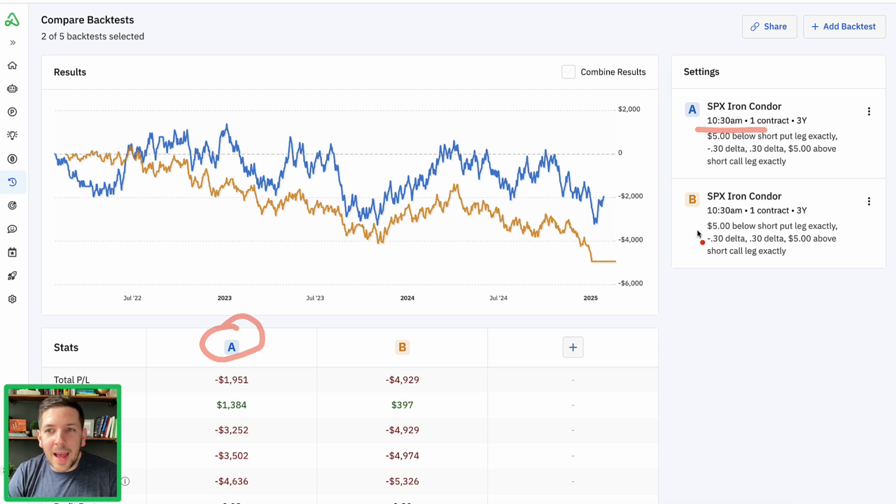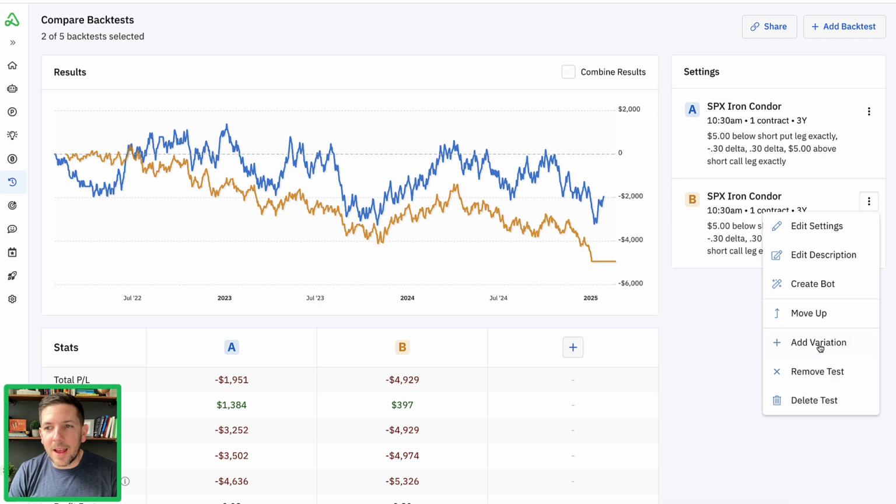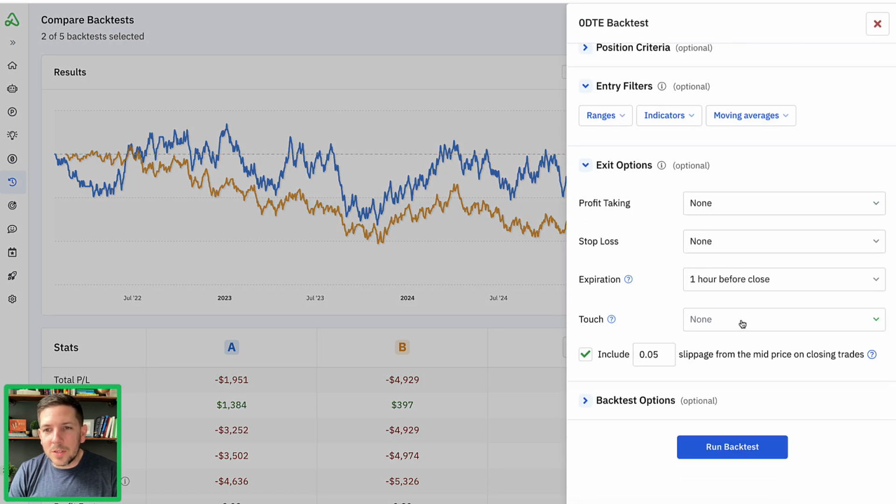It got worse actually by exiting positions at an hour before expiration. So removing the position an hour before expiration, not even letting it go to expiration, was not the good move in this case. So again, let's just try a different variation here. I don't know. Let's see if we can do something a little bit different here.